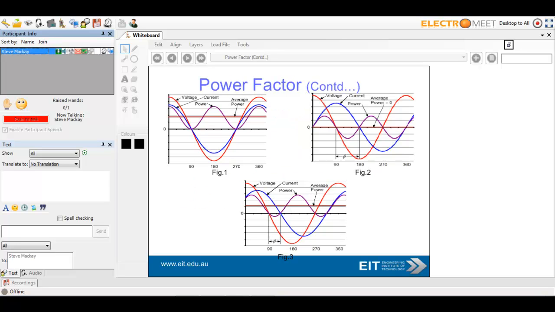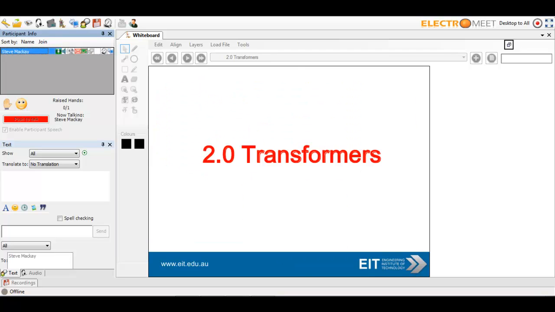An ideal power factor means the voltages and currents are completely aligned with each other. So voltage and current, there's no shift. If you look at this one here, you've got your voltage and current waveforms shifted, and of course your power factor will be less than one.